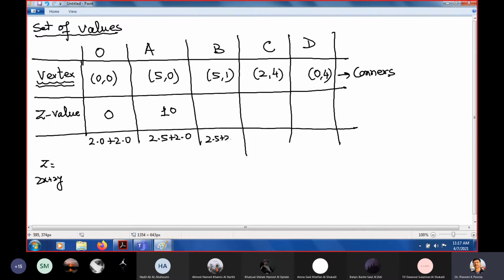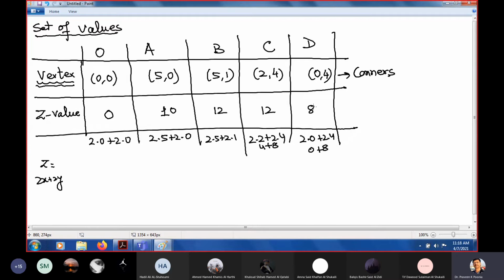Now for B, 2 into 5 plus 2 into 1. It is 2 into 5, 10, plus 2, 12. Now for C, 2 into 2 plus 2 into 4. 2 into 2 is 4, plus 2 into 4 is 8. 4 plus 8 is 12. Clear? And for D, 2 into 0 plus 2 into 4, 0 plus 8. The answer is 8.